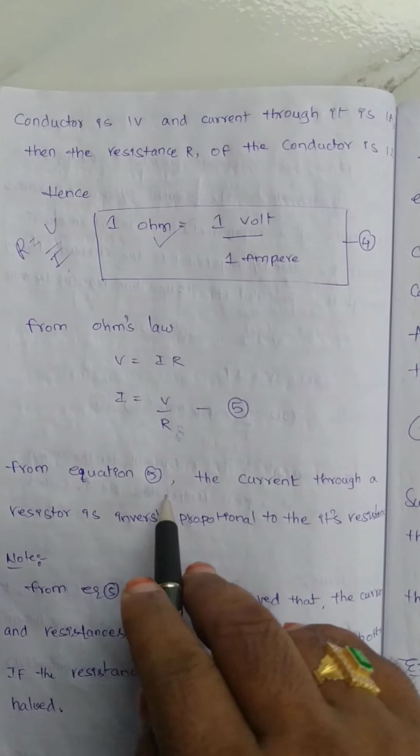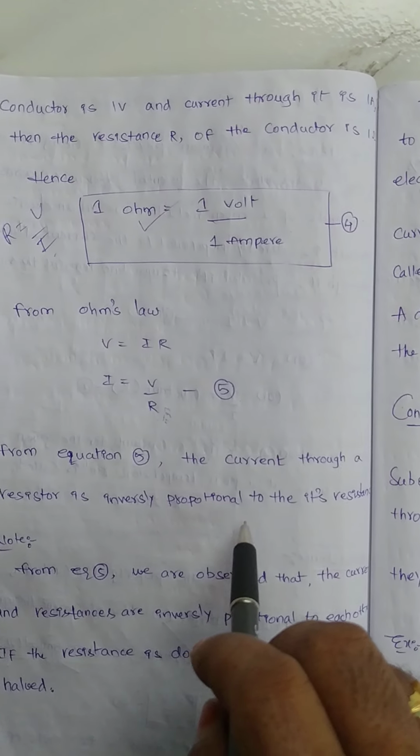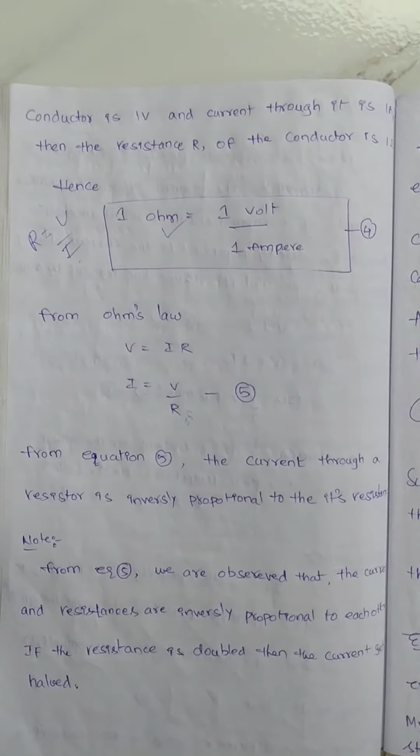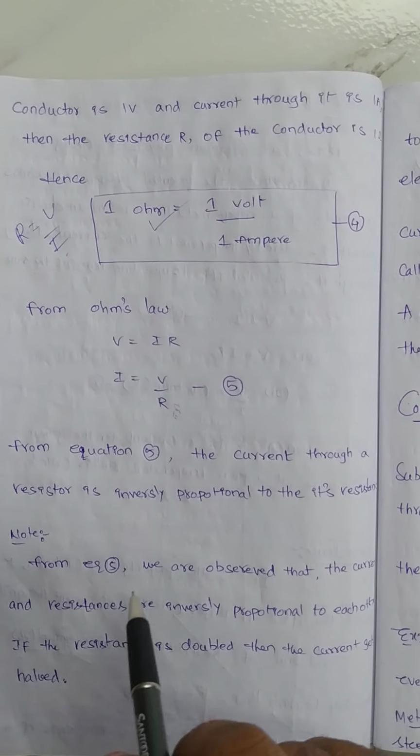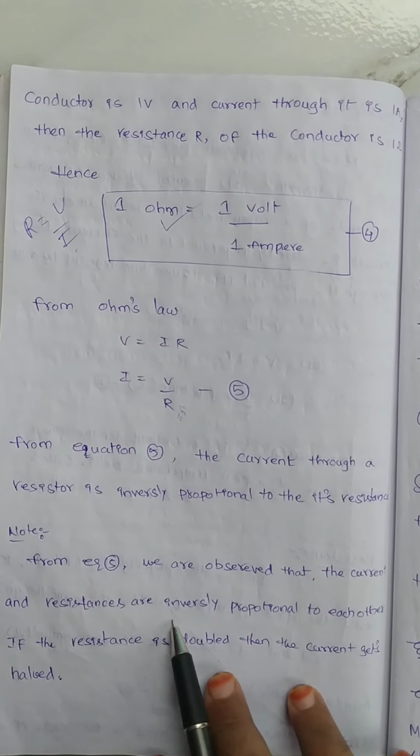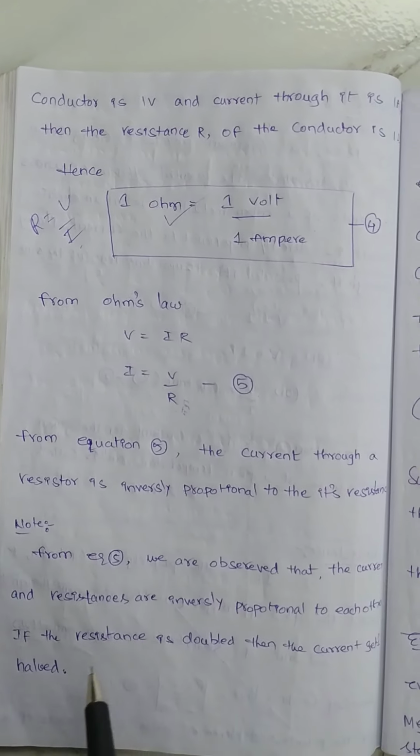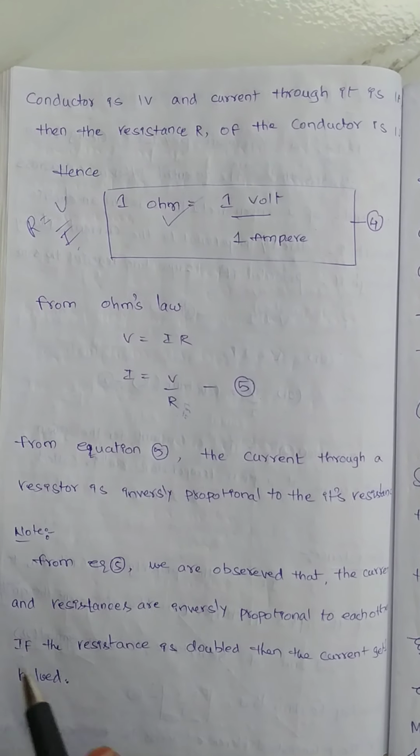So further, from the equation, the current through a resistor is inversely proportional to its resistance. Hence we observe that the current and resistance are inversely proportional to each other. If the resistance is doubled, then the current gets halved.